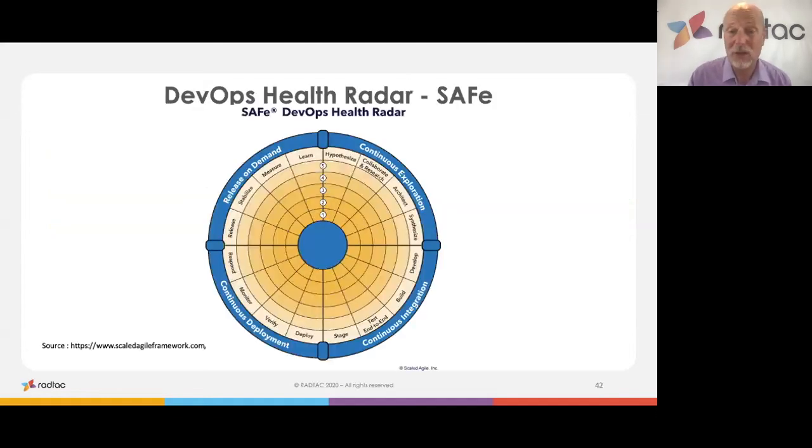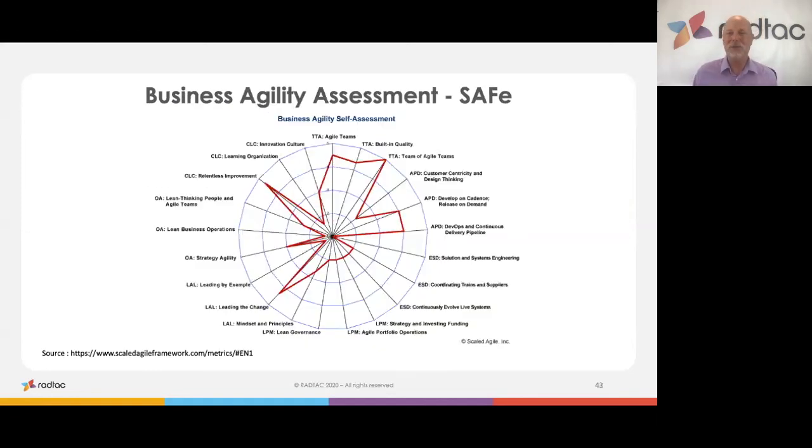DevOps Health Radar, I would suggest you have a look at. Again, it's something from the Scaled Agile Framework. And also, as we're talking about business agility, again, RadTac have loads of these, but you can have a look at the SAFe one, which is open source. It's the ability to self-assess your business for business agility.